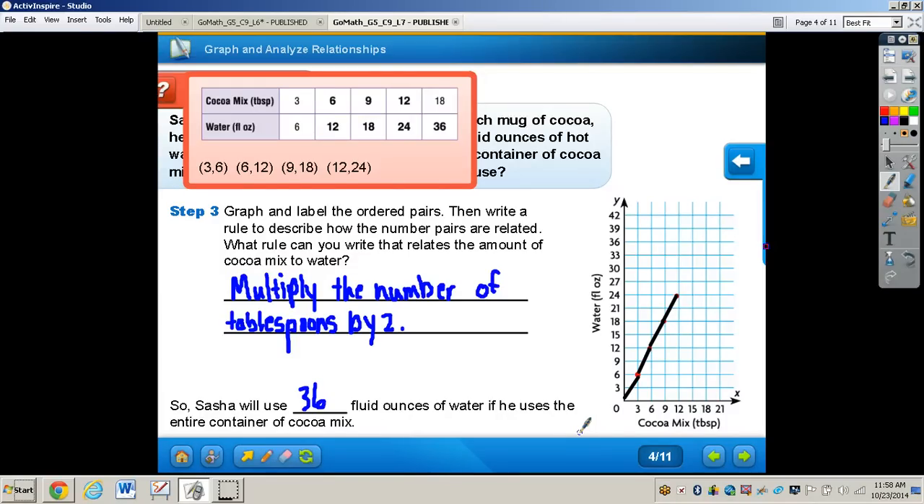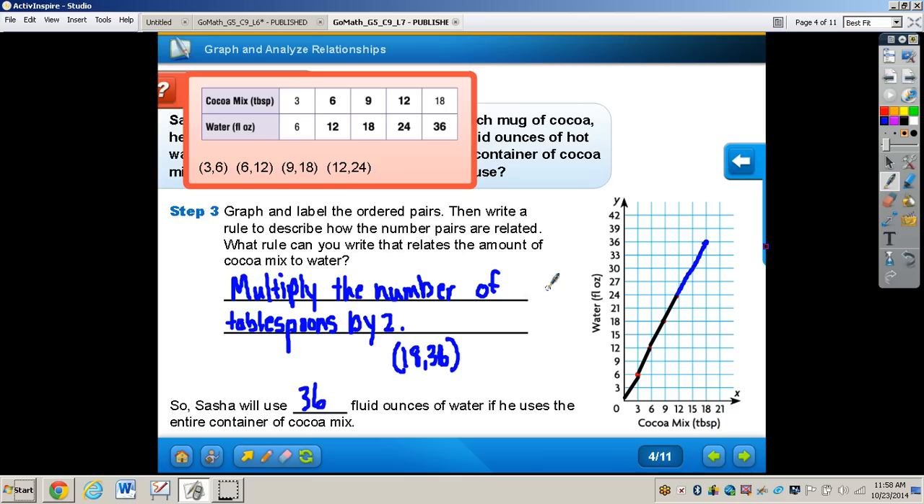It says write the final pair as an ordered pair, so 18, 36. Then graph and label it. So we will write 18 and 36. We'll graph this, so we go over 18 on the x and go up 36 on the y. We will connect our dots there.